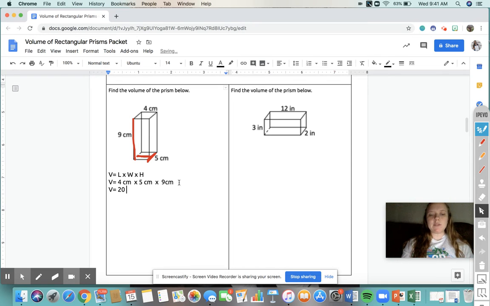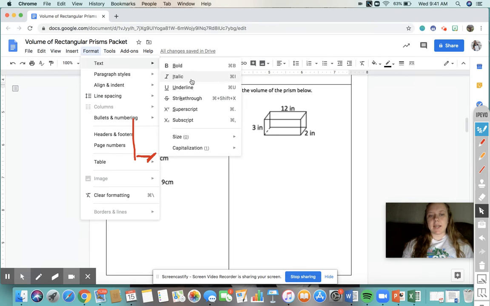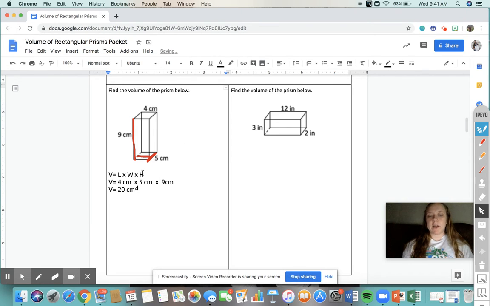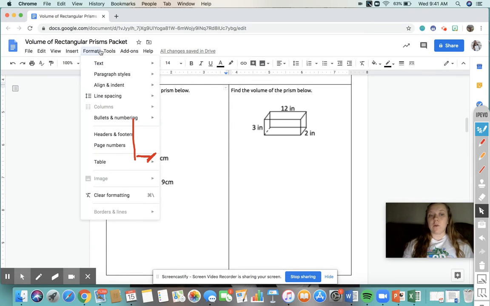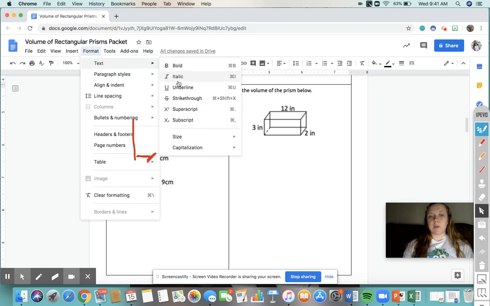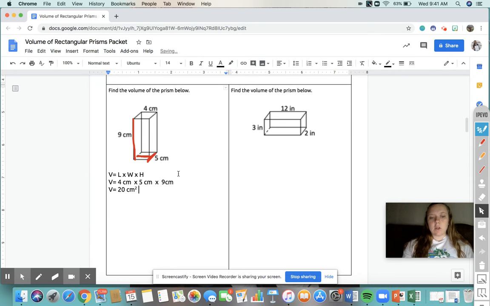All right, so 4 times 5 is 20, so we're going to put centimeters. Now, I have centimeters and a centimeter. So when I have 2 centimeters combined, we're going to put square. So format, text, superscript, square. So 4 centimeters times 5 centimeters is 20 centimeters square. Don't worry. Here's what we're going to do next. Times 9 centimeters. So we still had that 9 centimeters left over. So we want to bring the 9 centimeters down. So now we have 20 centimeters square times 9 centimeters.